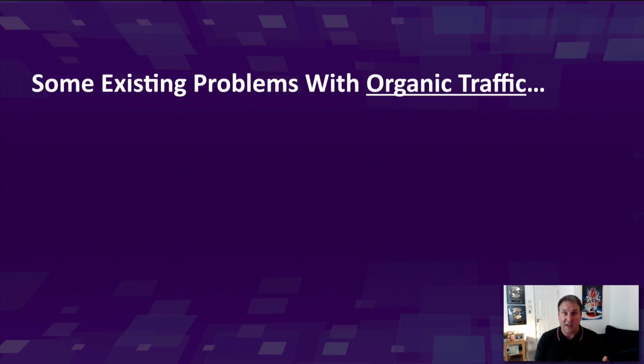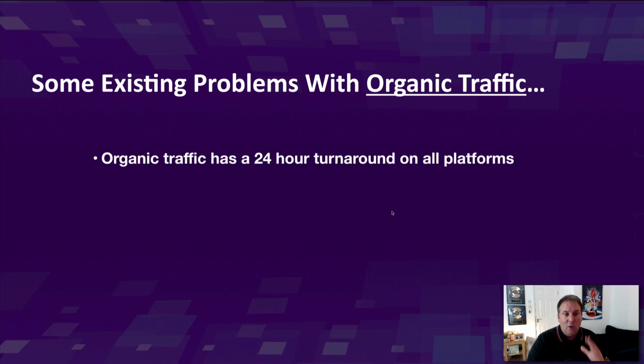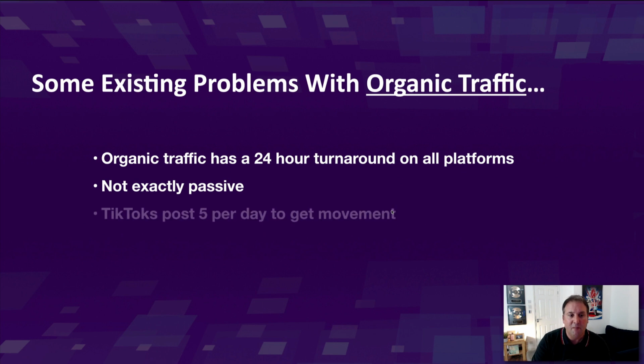Organic traffic also has some problems, right? The biggest, most popular organic methods, I've dug into them and looked at what's going on, and they have some built-in problems. For instance, most organic traffic now has a 24-hour turnaround. So when you post on Facebook, TikTok, Instagram, whatever, by tomorrow that's gone. So you've got to keep posting. It's not exactly passive, because it's going to be a full-time job. And we like to set up systems so we earn passive income.